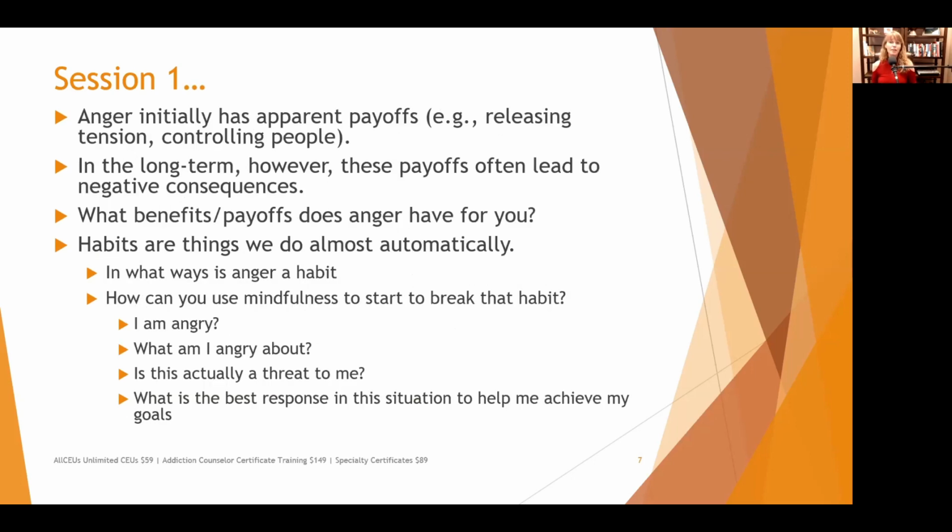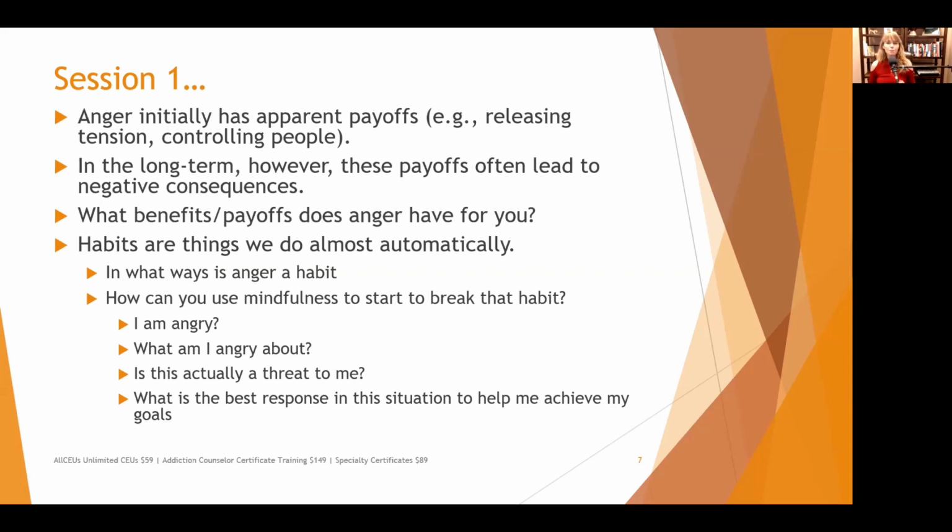Anger initially has apparent payoffs. It releases tension. It can control people. When something happens and you get angry, that is your way of trying to regain control over the situation, trying to regain structure or safety. Okay, I see where that might happen. In the long term, however, these payoffs often lead to negative consequences. Make a whiteboard, just a brainstorm a list of the benefits and payoffs that anger has for people. We wouldn't keep doing it if there wasn't some sort of benefit to it.